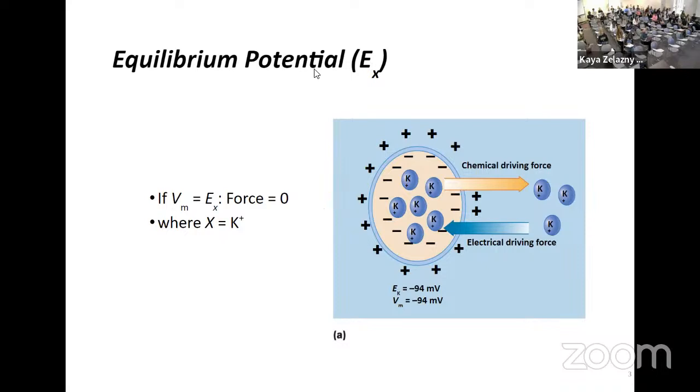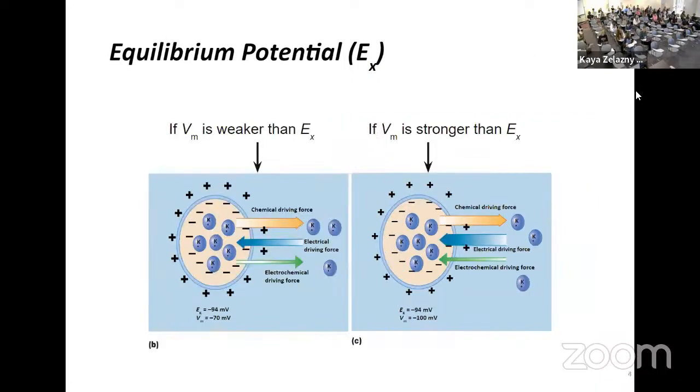So if we look at our membrane potential as it exists, what the cell is at, and we compare it to our equilibrium potential for that ion, and they're the same, our electrochemical driving force, our ECDF, will be 0 because we have opposite chemical and electrical driving forces. We can think about this as one potential being stronger than the other.